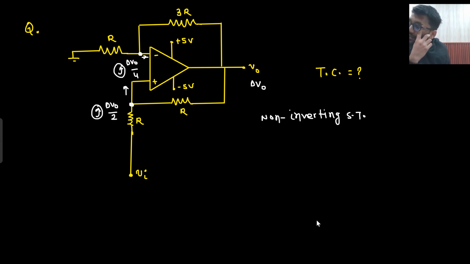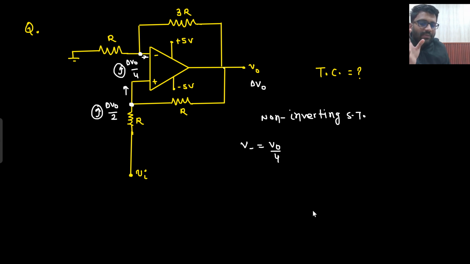Non-inverting Schmitt trigger. Same thing I need to do. V positive, V negative. Those things I need to find. So what is my V negative this time? V naught by 4, right? V negative is V naught by 4. This is your V naught. Here V naught by 4. This analysis is gone. Okay? This analysis is gone, but let's keep it here.